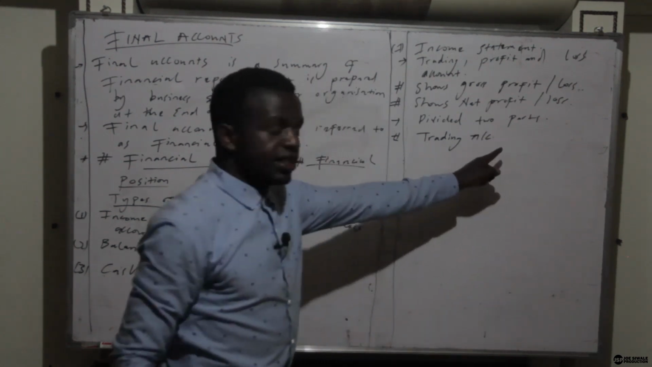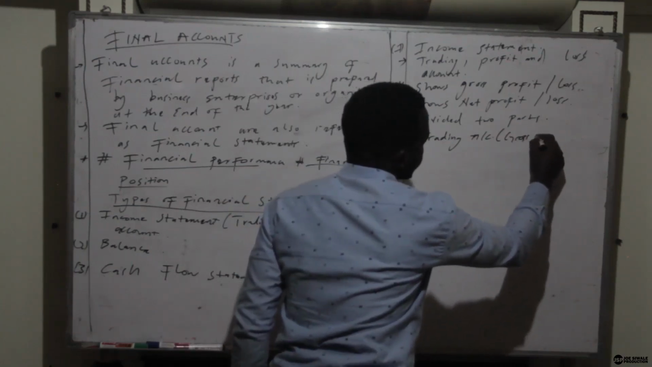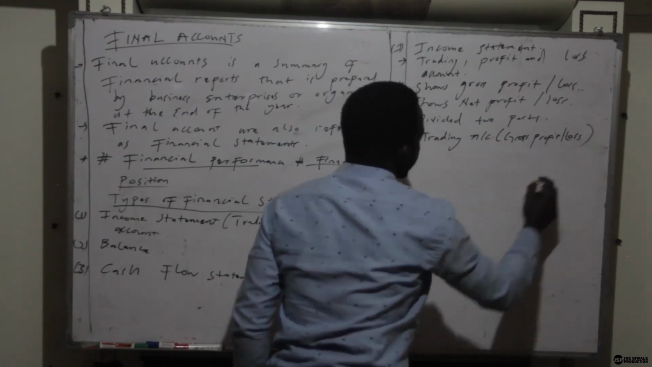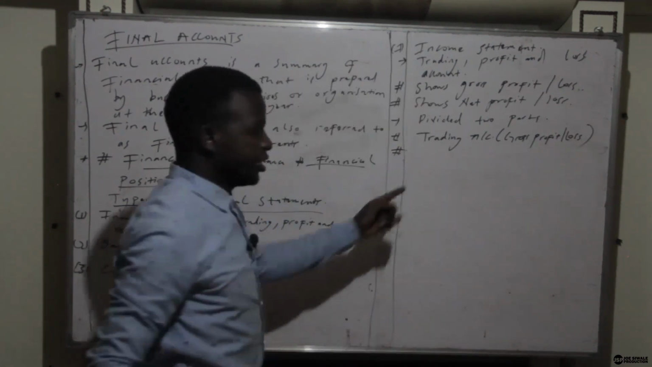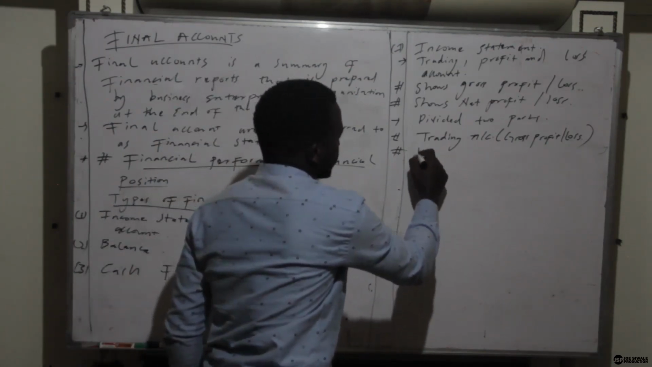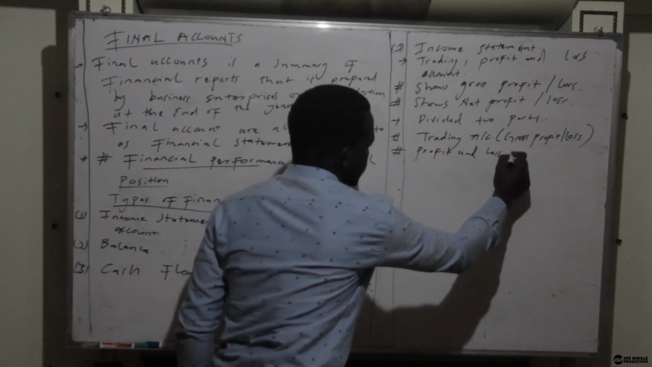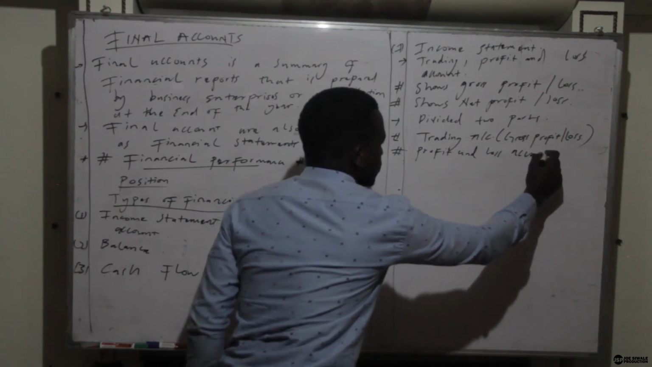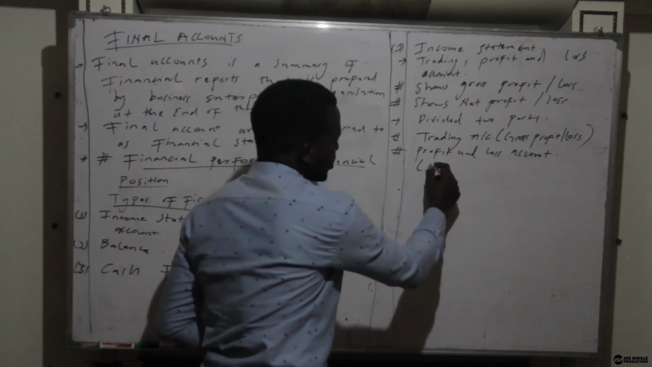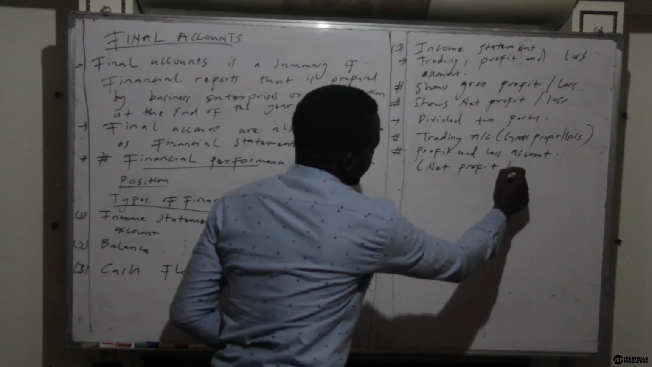So the trading account actually shows the gross profit or loss. Then it's also divided into the profit and loss account. The profit and loss account actually shows the net profit or loss.